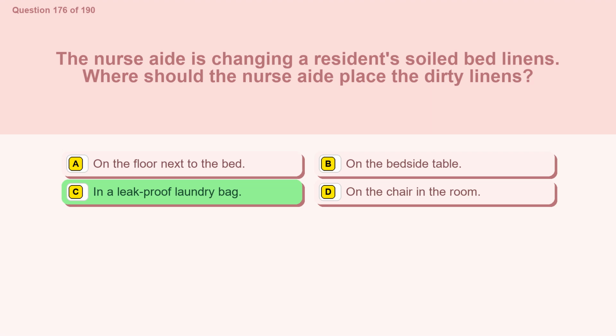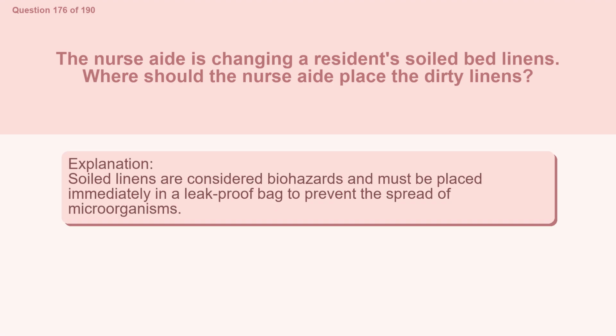The correct answer is option C. In a leak-proof laundry bag. Soiled linens are considered biohazards and must be placed immediately in a leak-proof bag to prevent the spread of microorganisms.